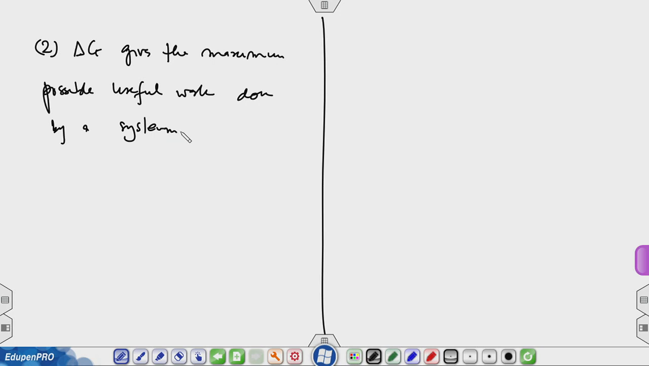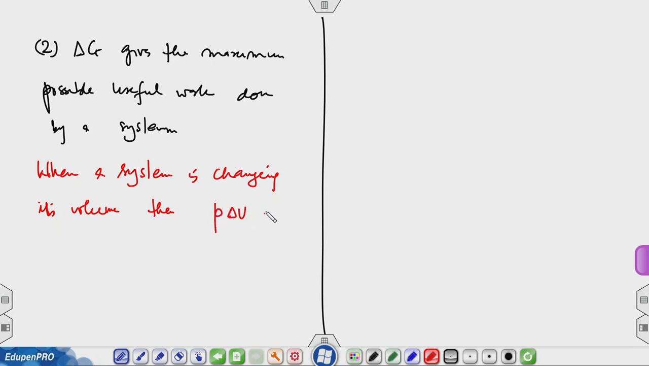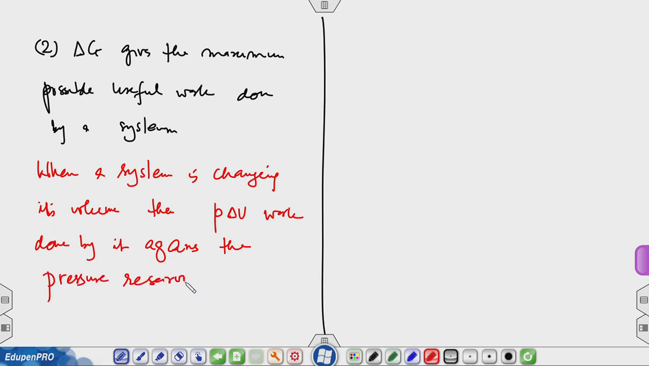What we mean by that is, when a system is changing its volume, then P delta V work done by it against the pressure reservoir is useless work. Whatever is left then is the useful work.